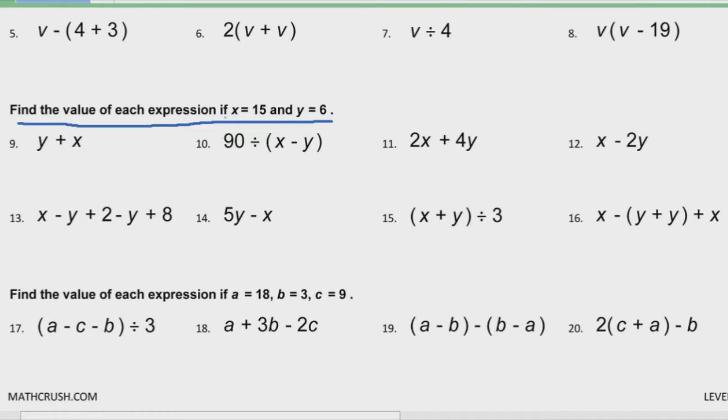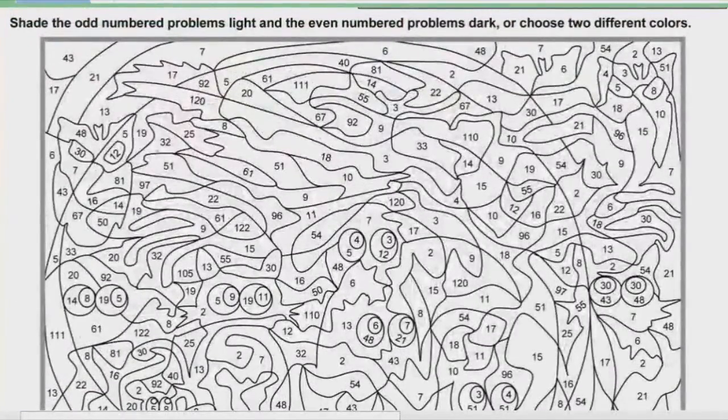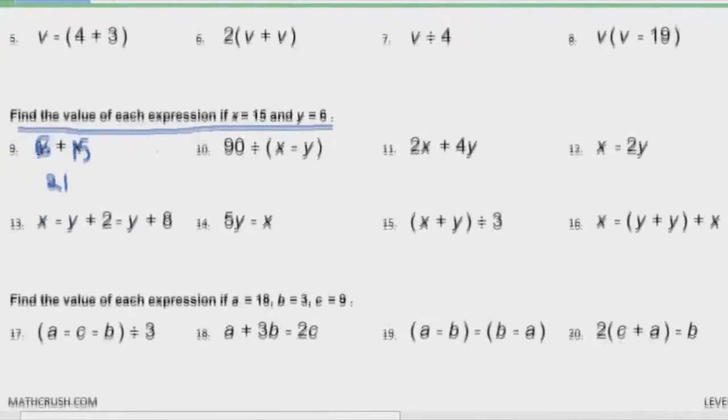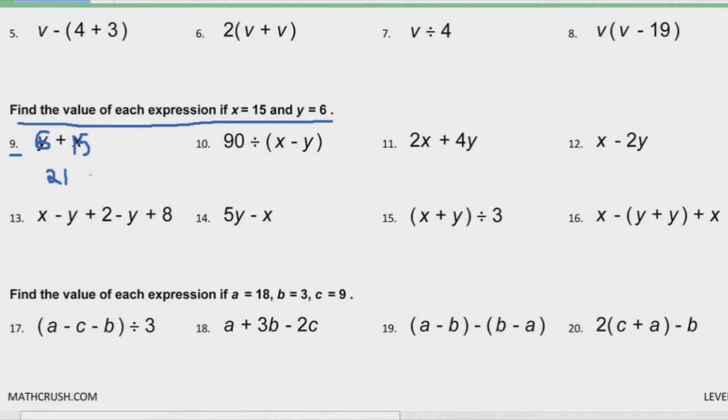Don't get them confused. On problem 9, we've got a y here, so that is going to be a 6. And we've got an x, which is going to be a 15. And 6 plus 15 is going to be 21. So now we find 21 up above, and we're going to shade it in light because problem number 9 is an odd. All right? Take a look at problem number 10, and do that one on your own really quick.